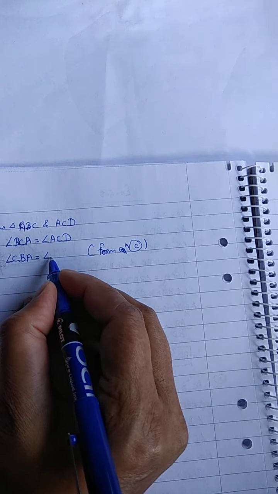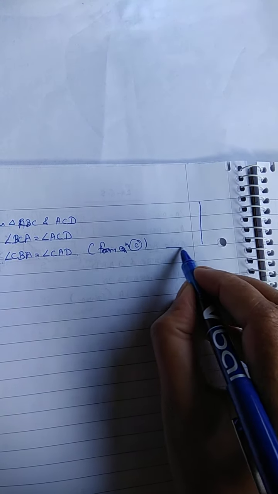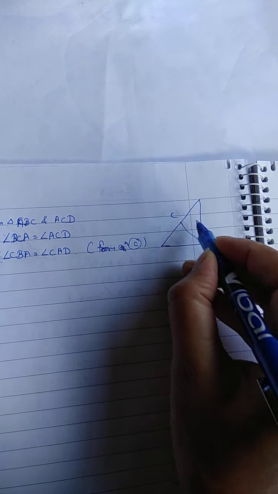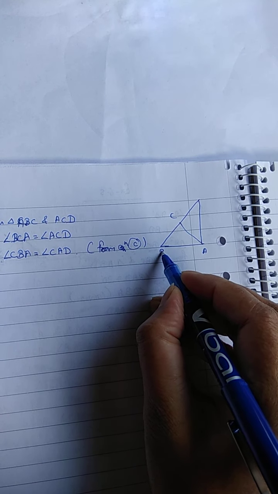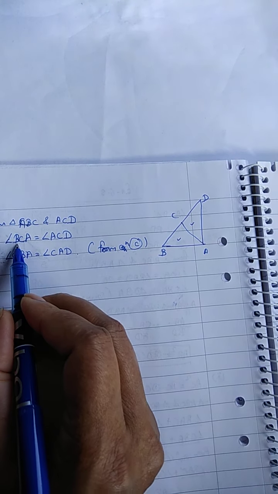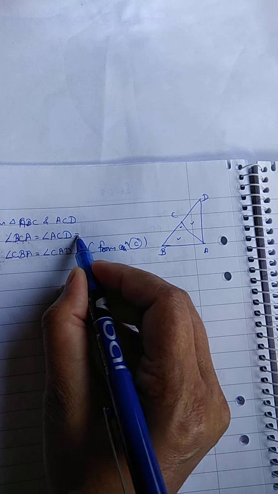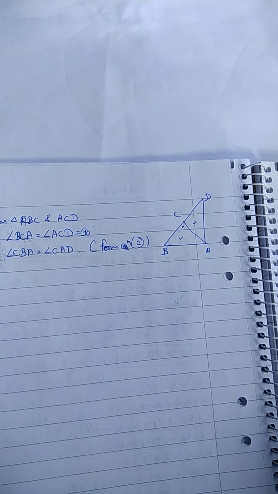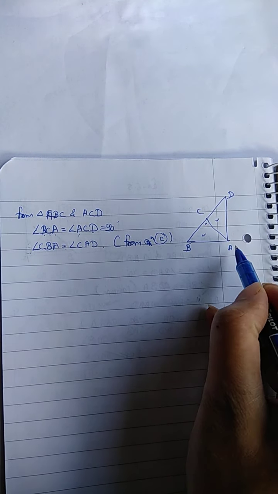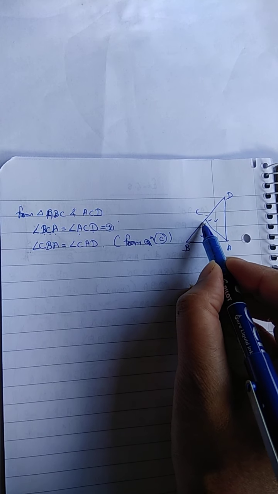CBA equals CAD, right? I will draw that picture here also, so it will be easy for us. A, B, D. Now we are taking these two triangles, right? So now BCA, this is 90 degree. And ACD, this is also 90 degree, correct? So in both of the triangles, this is 90 degree.